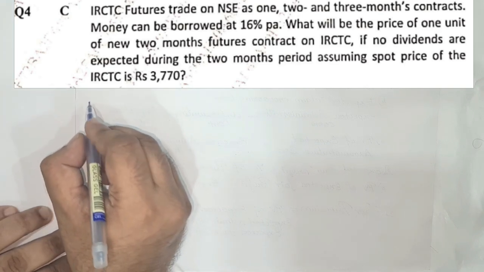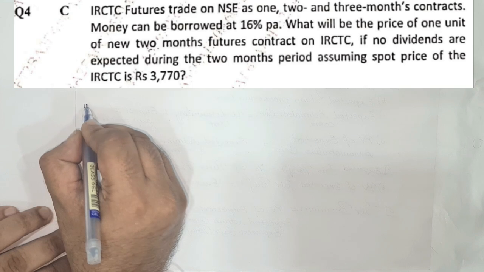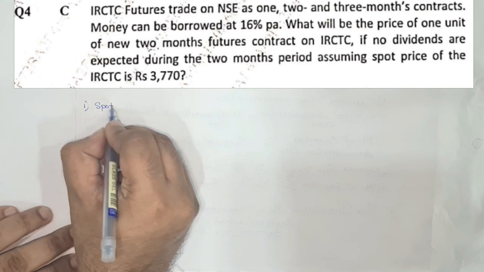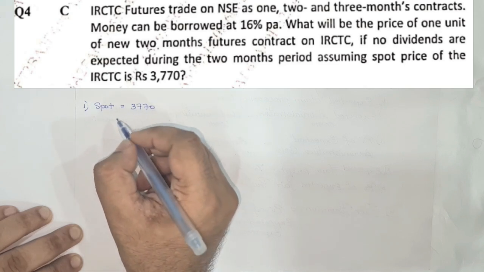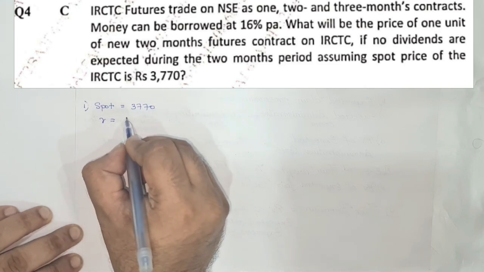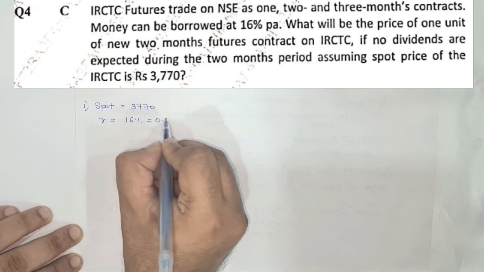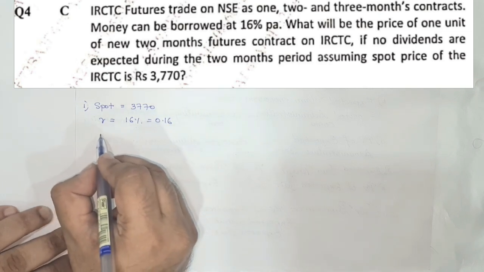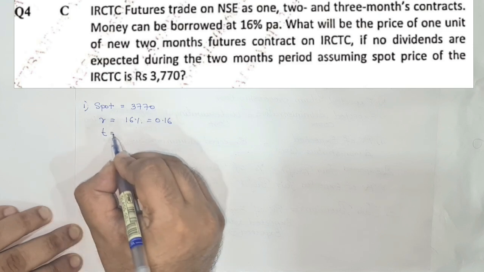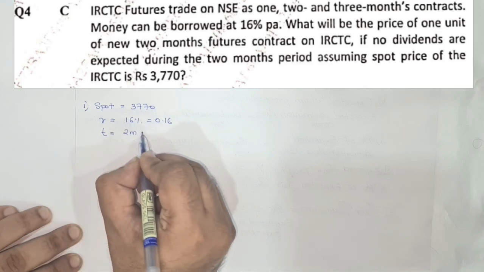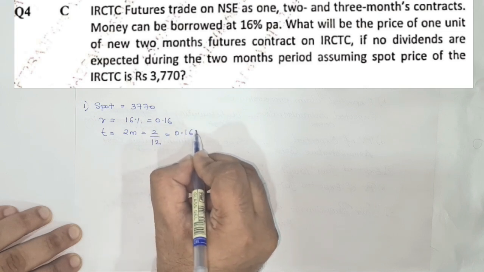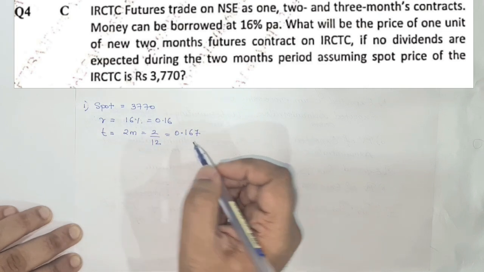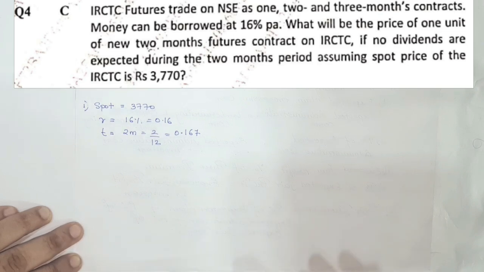So first we note down the data they have given us. Number one, they are giving you the spot price. The spot rate is given as 3770. They gave us the rate, which is 16%, so that is 0.16. They gave you the time, that is 2 months. So 2 months is nothing but 2 divided by 12, which comes to 0.167. And they are asking us to find the price, the future price.